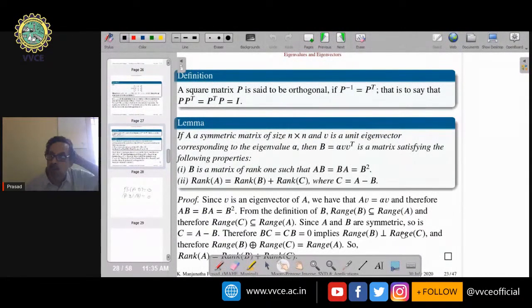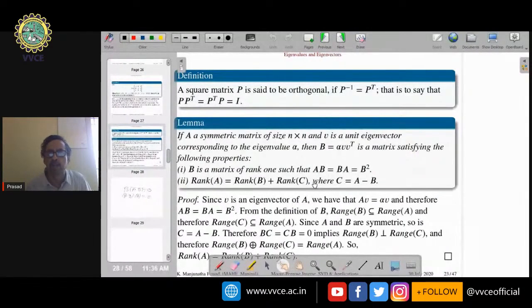BC is equal to CB is equal to 0. Okay. They are orthogonal to each other. Therefore, range of B direct sum range of C is range of A. Therefore, rank of A is equal to rank of B plus rank of C. So this B satisfies these two properties. So what is the advantage? The advantage is from here on I can prove the spectral decomposition theorem easily.